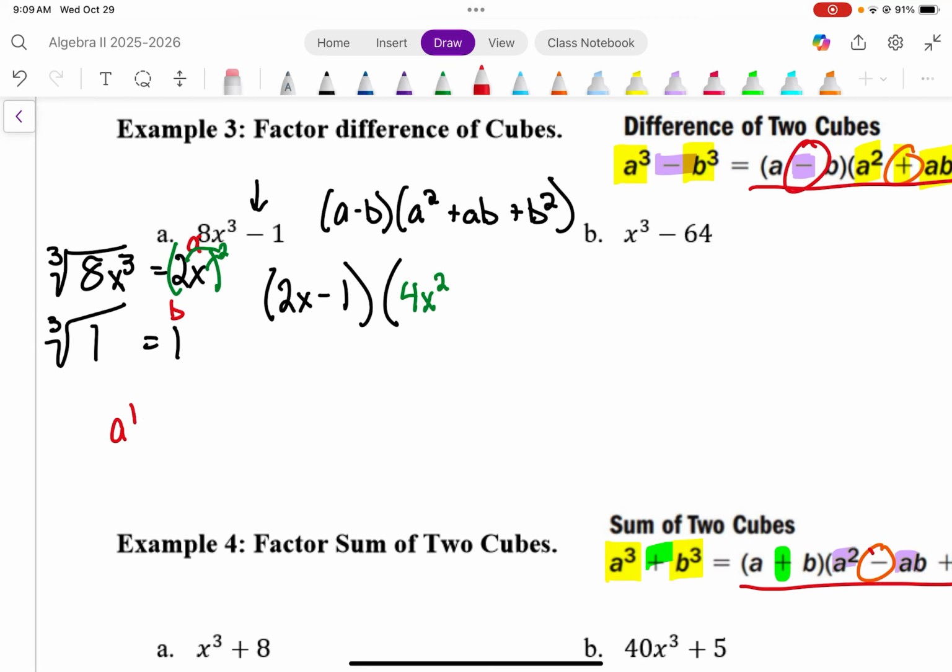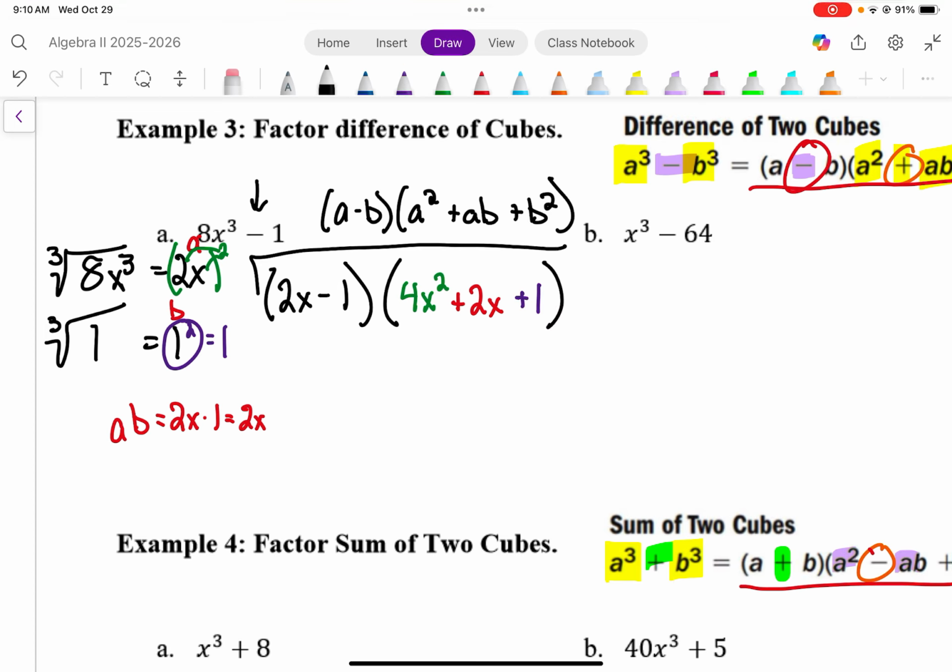Then when we find AB, we're multiplying 2x times 1. In this case, that still equals 2x. And then we need to take our b value squared. In this one, b is 1, so when we square that, it's still going to equal 1. That is your factored answer. You are not going to be able to factor this one any further in your answer, so once you factor the difference of cubes, you are good.